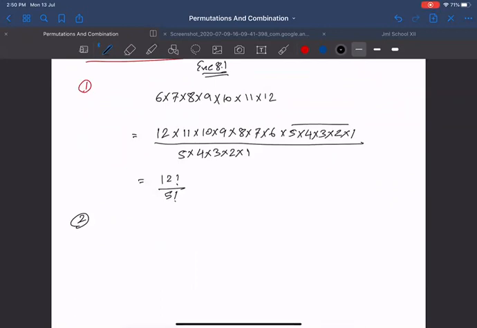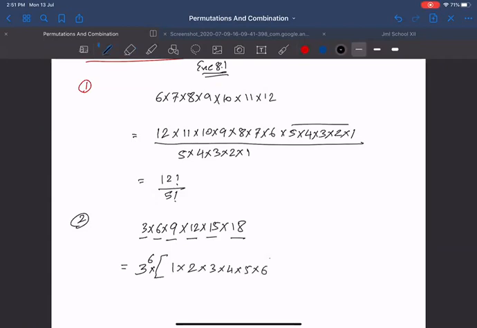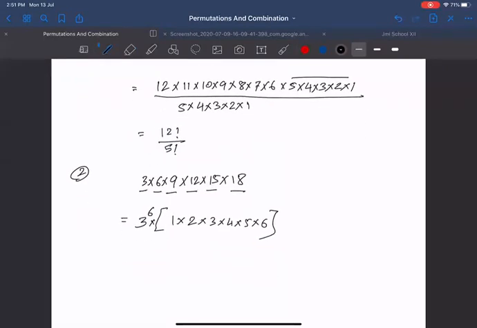Let's see the second sum. The second sum was 3, 6, 9, 12, 15, 18. Write this in factorials. Anyone? Take 3 common from each term, all together 3 raised to 6. Then what remains multiplied is 1, 2, 3, 4, 5 and 6. Do you understand? If you want to really write this in factorial, this will be nothing but 3 raised to 6 multiplied by 6 factorial.